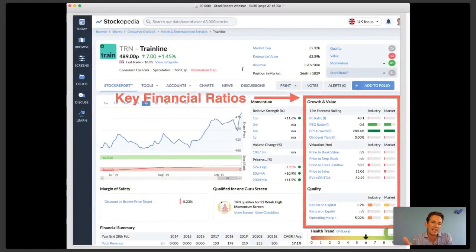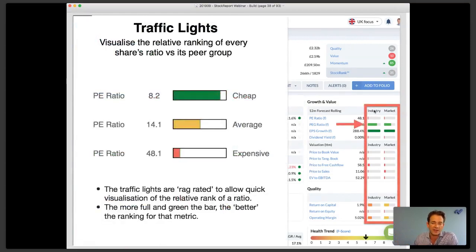So you'll see here some of the key financial ratios above the fold. There's more below the fold of the page, but I want to focus on these just for now. And to the right of it, you'll see these little meters, which are green or red or amber. They're RAG rated, and I like to call them the traffic lights.